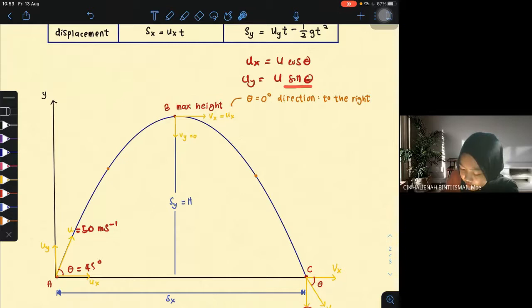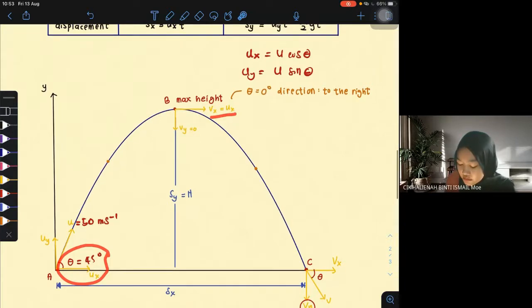sin 0 is equal to 0. So for the Y component, the vertical component here is always equal to 0. And then cos 0 is equal to 1. So Vx, the velocity at maximum height, will be equal to the velocity at initial, which is the X component. Vx is equal to Ux. So just always remember at maximum height, vertical velocity is equal to 0 and the direction is always to the right because the angle is equal to 0.